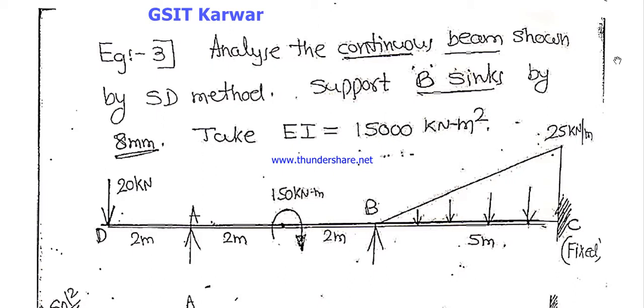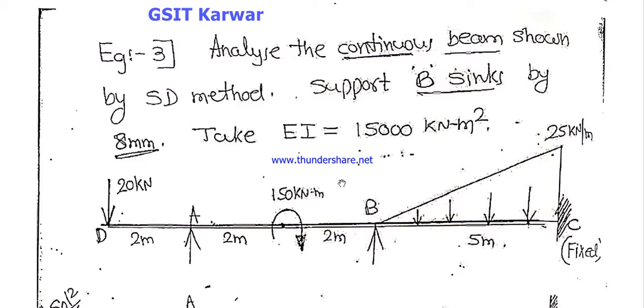Last class I gave you one homework problem. Now I will explain that homework problem once again. The problem is: analyze the continuous beam shown by the slope deflection method. Support B sinks by 8 mm. Take the EI value as 15,000 kilonewton meter square.